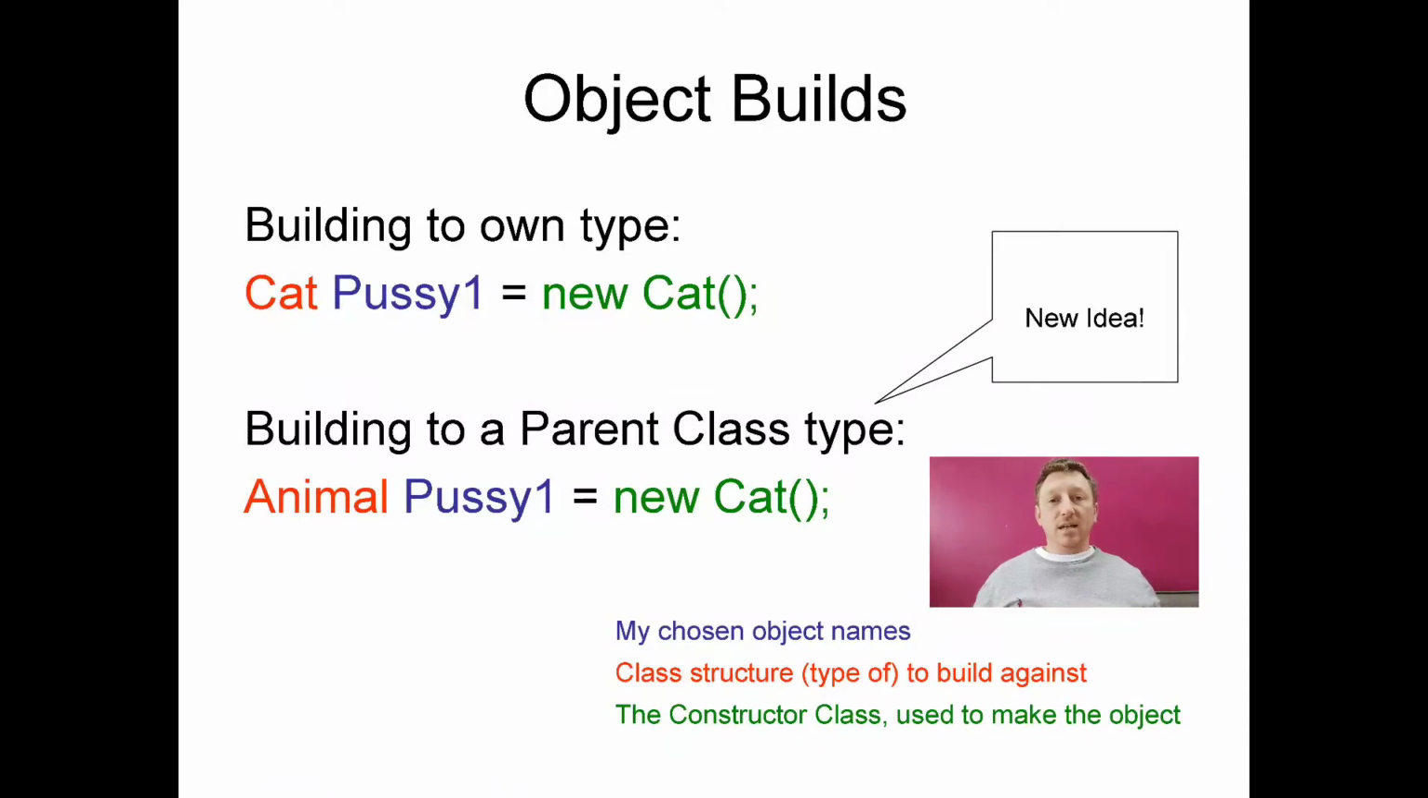How about the idea that if a cat is a type of animal, why don't we try something new? Why don't we build, using a cat constructor, to the original parent, the animal class, the animal type of. And this is demonstrated in this slide, and I want to see where we can go from here next.